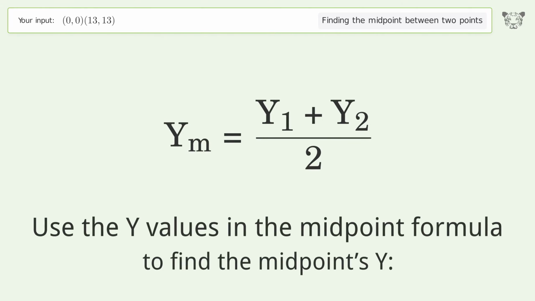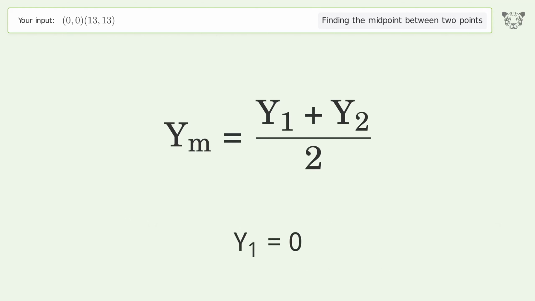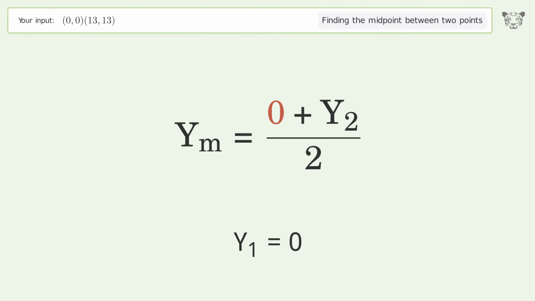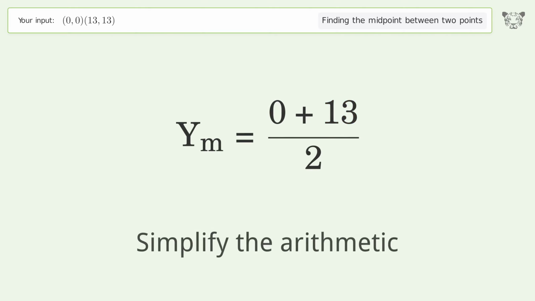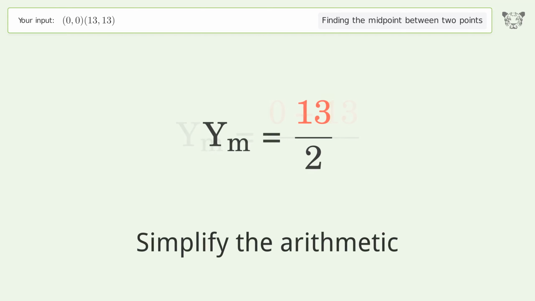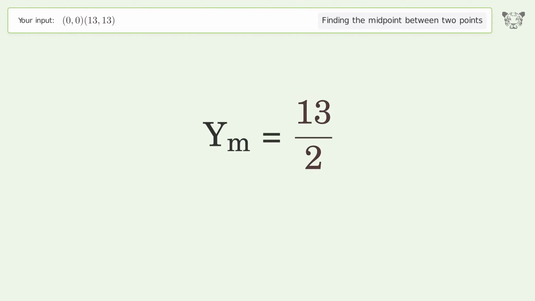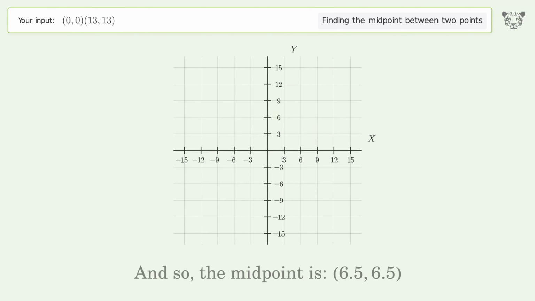Use the y values in the midpoint formula to find the midpoint's y. y1 equals 0. y2 equals 13. Simplify the arithmetic. And so, the midpoint is 6.5, 6.5.